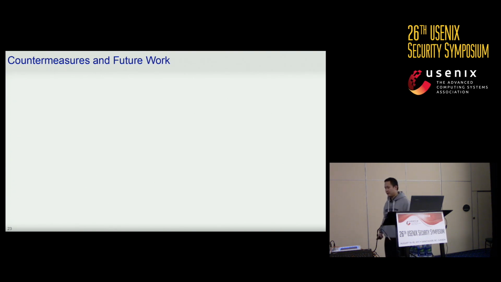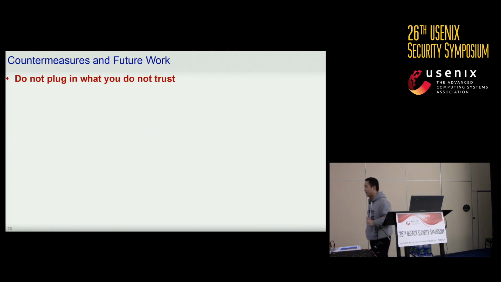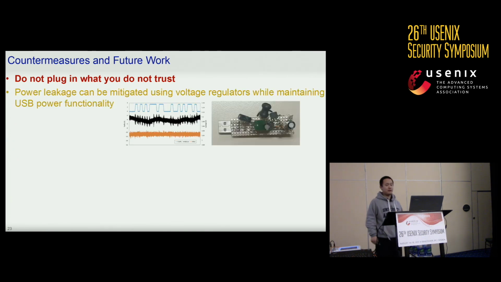We have seen the crosstalk leakage is widespread. Let's consider some countermeasures. First thing, but most important, please do not plug anything that you don't trust into your USB port, because there are so many malicious devices out there. And then, in addition to the data line isolator, we may add a voltage regulator to the power line, which largely reduces the power line crosstalk leakage.